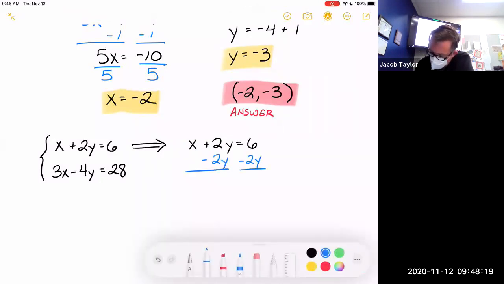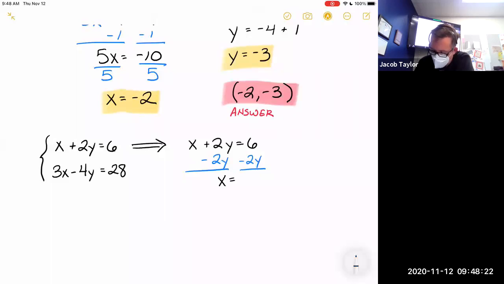Now, I could have solved either one of these equations for either one of these variables. But the reason I chose to solve the first one for x is just because it takes the least amount of work. I could have solved the first one for y, but then I would have had to divide by 2. I would have had negative x divided by 2, which is kind of yucky. I could have solved the bottom one for x, but then I would have had to divide 4 and 28 by 3 because it's 3x. Same thing with the y. I would have had to divide by negative 4. I would have gotten the right answer if I'd done those. I just would have had to deal with fractions to get the right answer.